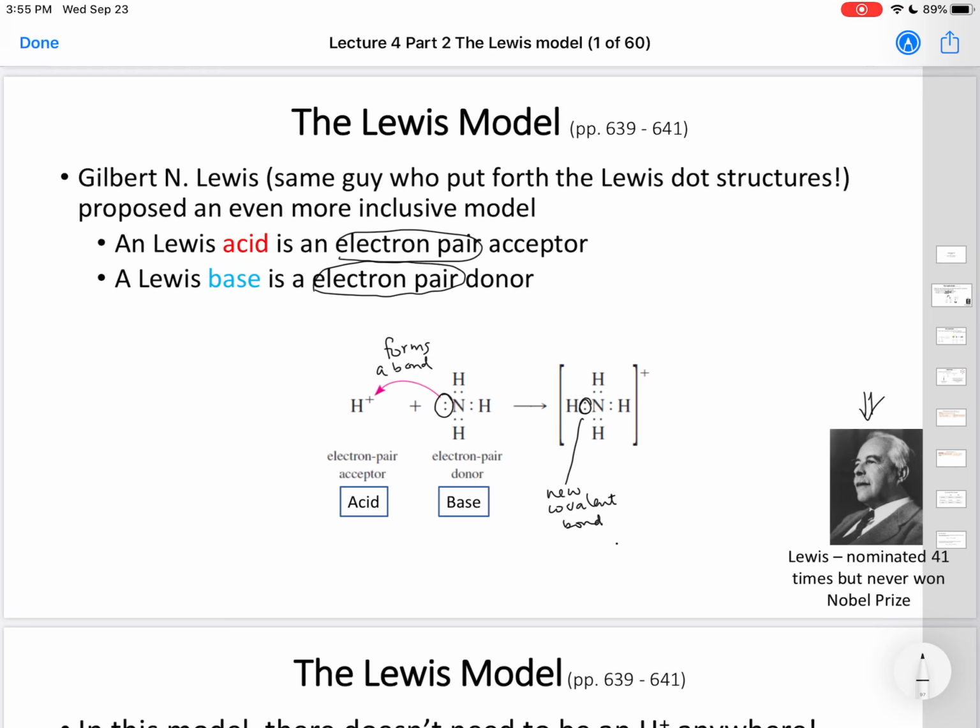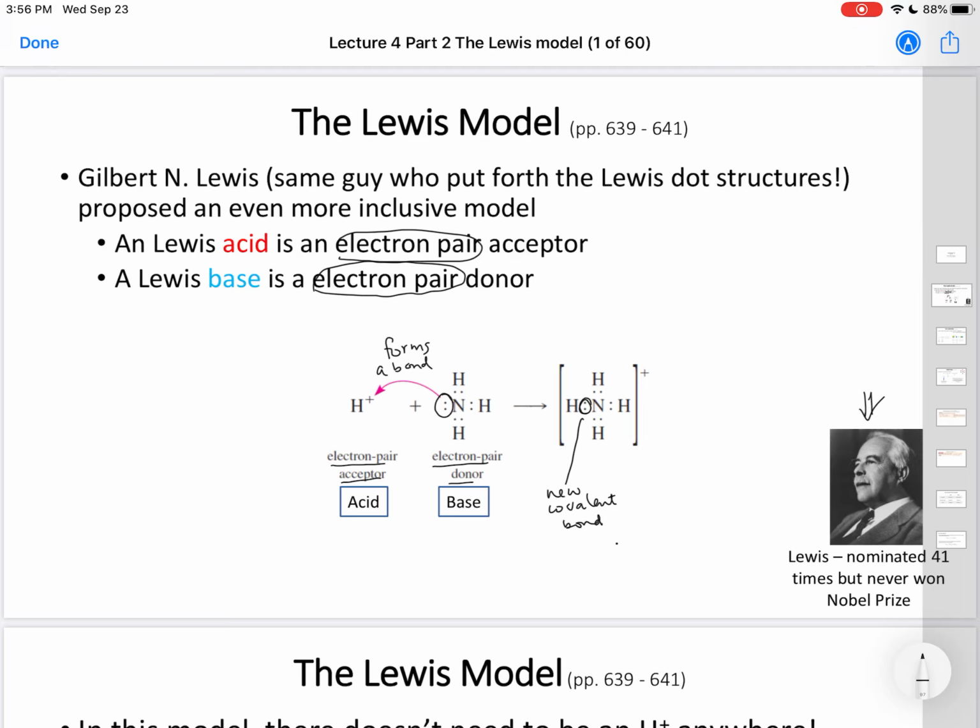If you're looking at this model, who is donating the electrons? The electrons being donated to form this bond are on the NH3. Because of that, it is called the electron pair donor, and therefore it is the base. Now H+ accepts a pair of electrons to form this new covalent bond, so it is an electron pair acceptor, and so we call it an acid.